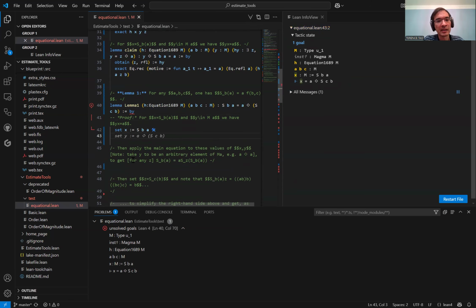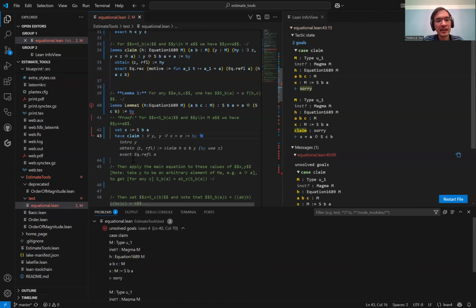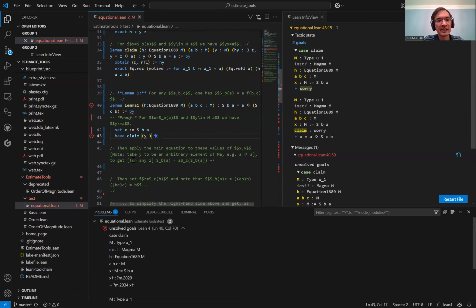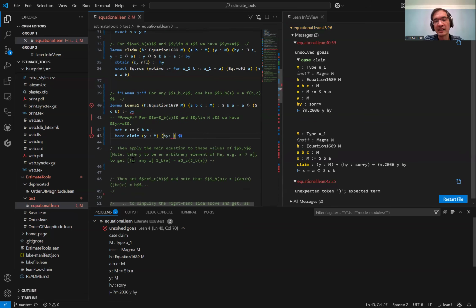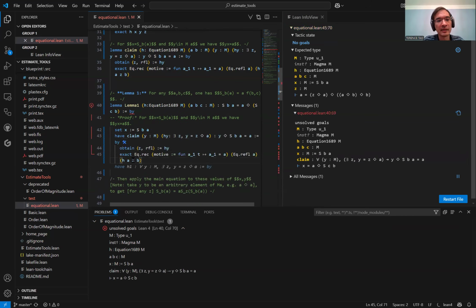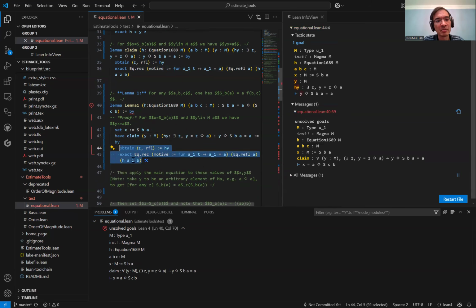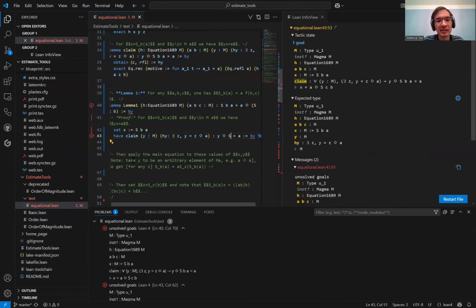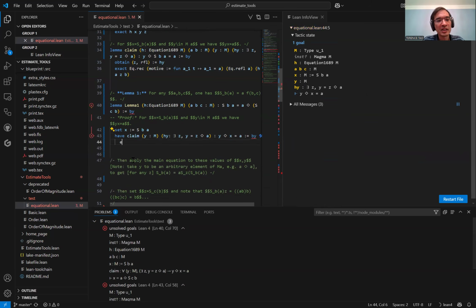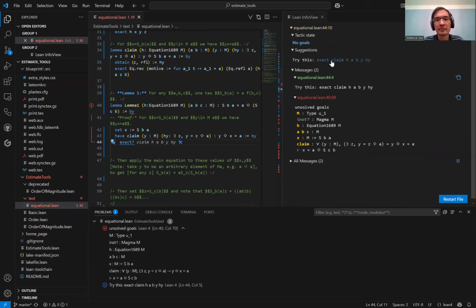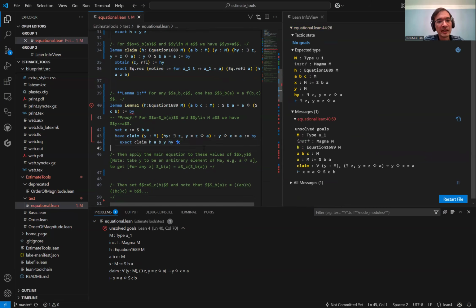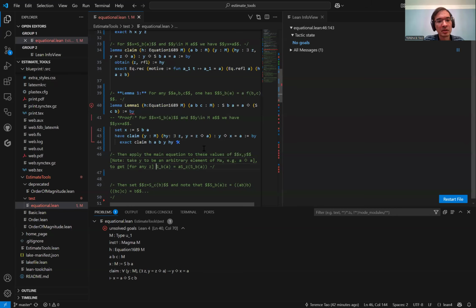Okay. Then the claim is that, I have a claim for all y, if y is in M and y is in... yeah. Thank you. Yep, that's actually what I wanted, except that I'm using x now, so I'm going to change that. So this should actually just be the claim that I already proved. Yep, there it is. Okay, so then apply the main equation to these values of xy to conclude for any z. Yeah, so these are notes. So in my first attempt, I got stuck because I didn't understand what y and z were. They're arbitrary.